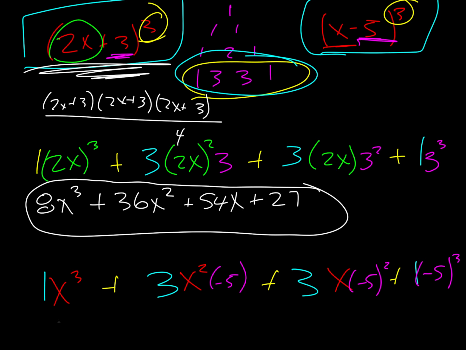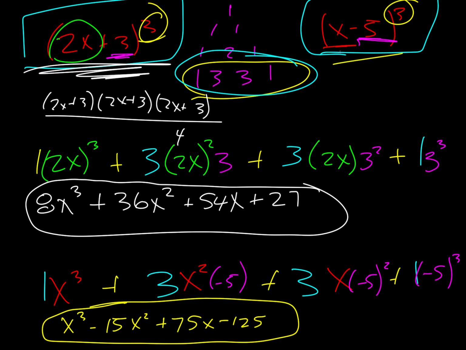Okay, x cubed times 1 is just x cubed. -5 times 3 is -15. Then we have our x squared. -5 squared would be positive 25 times 3 would be 75. And then we have our x. Then right here is just -5 to the third, which is going to be -125. And then we times it by 1, which doesn't change it. So once again, if I expanded this thing up here, it would become this thing.